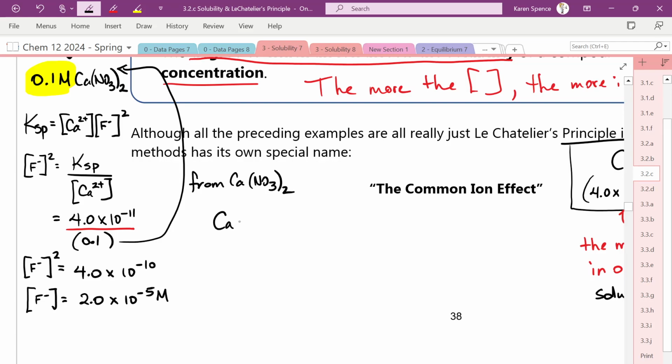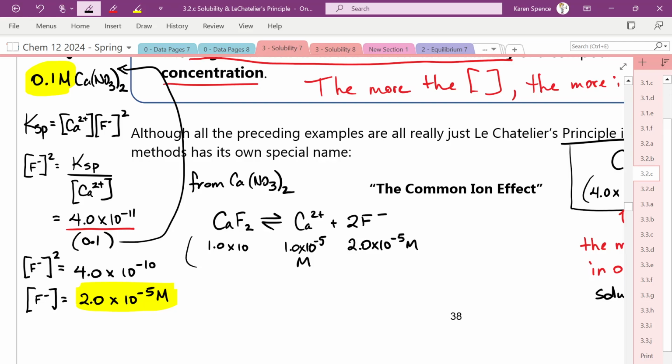Now remember, we have CaF2 in equilibrium with Ca2+ and 2F minus. And we now know that the concentration of fluoride is 2 times 10 to the minus 5 molar. That's how much can dissolve if we already have calcium ions in solution. Remember, calcium is making it less soluble, right? So we have 2.0 times 10 to the minus 5 molar. That means the concentration of calcium will be 1.0 times 10 to the minus 5 molar. And the concentration of calcium fluoride will be 1.0 times 10 to the minus 5 molar. All done? Yep. Thank you.